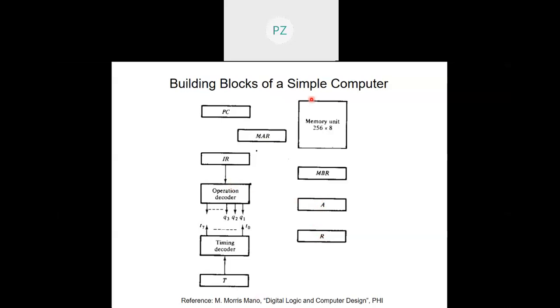So this is the timer counter. It will receive the clock pulses, and since I'm having T0 to T7, this shows that this counter should be 3 bits wide, right? The timing decoder will be 3 to 8. So it will count from 0, that will be T0, then 1, that will be T1, T2, T3, T4, T5, T6, T7, and after T7 it will get reset because this is a 3-bit counter. That is why I'm having 8 timing signals T0 to T7. So this is the building block of a simple computer.